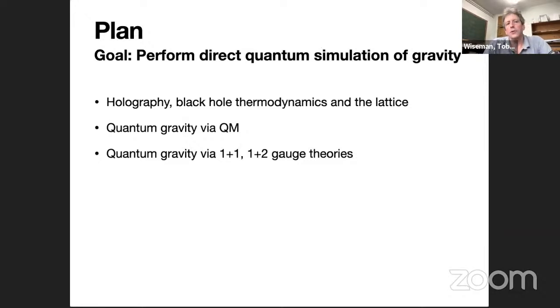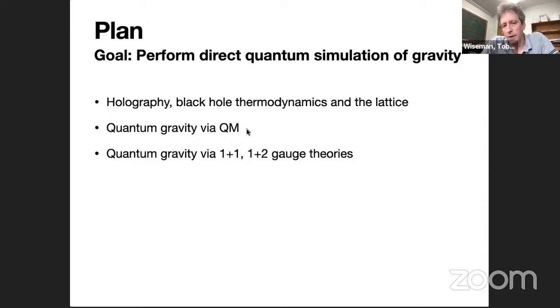The plan for the talk: I'll talk about holography and how it allows us to relate certain quantum field theories to certain quantum gravities, and therefore allows us to access black hole thermodynamics, which is, we believe, a fully quantum phenomenon. So we'll access black hole thermodynamics using our ability to solve these strongly coupled quantum field theories via the lattice. I'll talk about some instances where we're able to make progress doing this. It's a hard problem, but there's definitely been a lot of progress over the last decade.